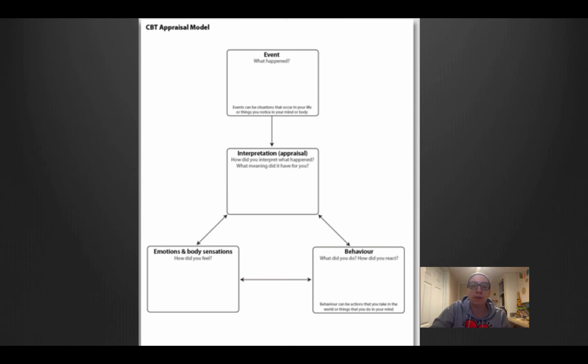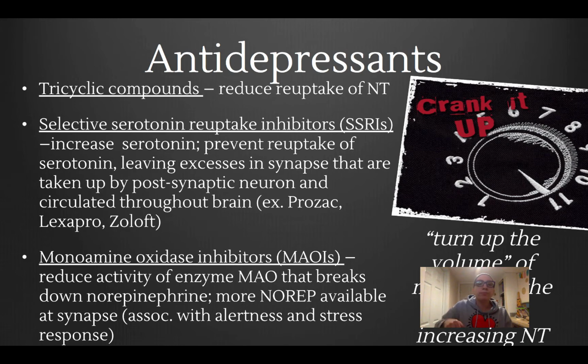So it has them describe the event, explain how they interpreted the event, how they felt, their emotions and their bodily sensations, and then also evaluate their behaviors. And again, the goal of this is to recognize the irrational interpretations and the behaviors that follow those interpretations so that somebody can engage in more realistic interpretations and in healthier behaviors.